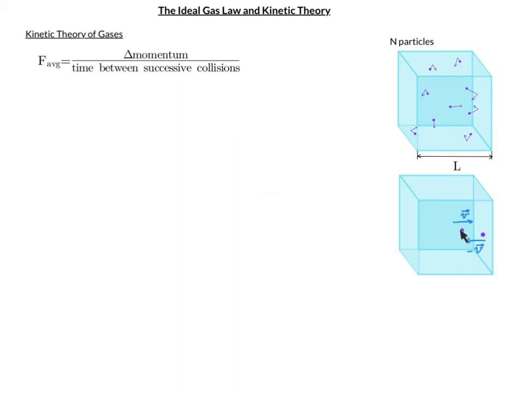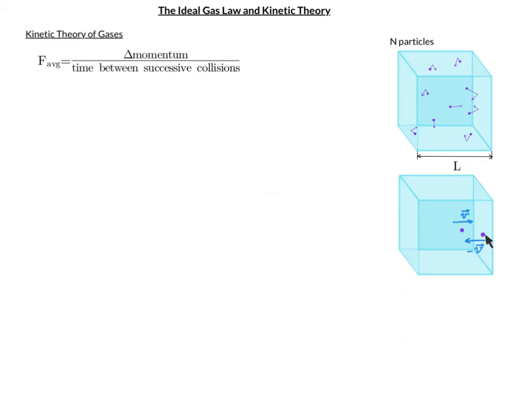So here we have a single particle that bounces against this right wall and then bounces back. Now, since the wall is so much larger than the particle, we can assume that this type of collision is an elastic collision where the initial speed of the particle is going to be the same as the final speed. The directions are going to be opposite though. So that means that the force that this particle experiences as it's bouncing off this wall is the change in momentum, or the impulse, divided by the time. So the time that we have here is between successive collisions.